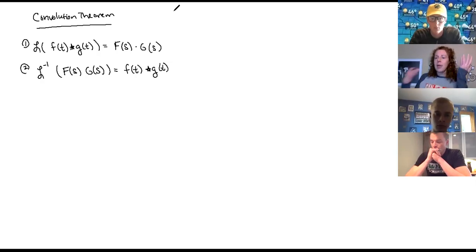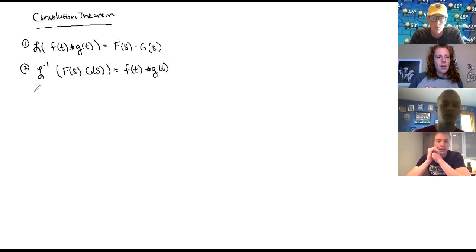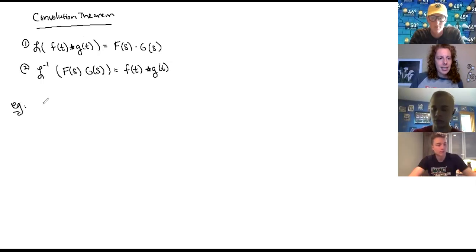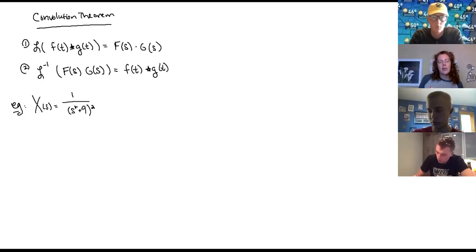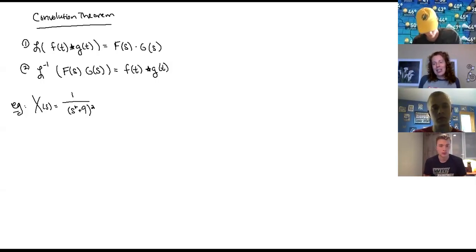Let me do an example and show you why this is useful. So, for example, let's say that we're jumping into the middle of the problem again. Capital X of s is 1 over s squared plus 9, quantity squared. Yes, I understand that this is in the front of your book and you could look it up, but we are going to demonstrate the convolution theorem and we are going to demonstrate that the answer in the front of our book is actually correct.